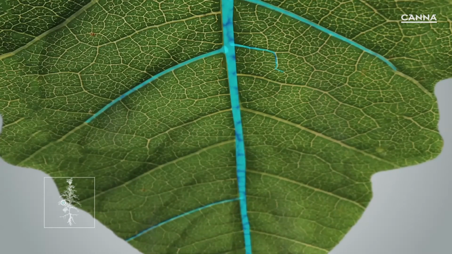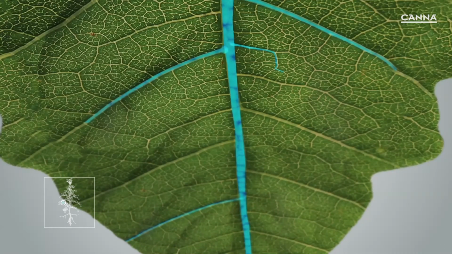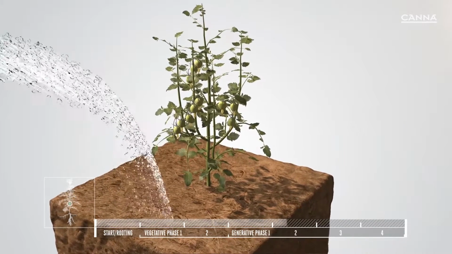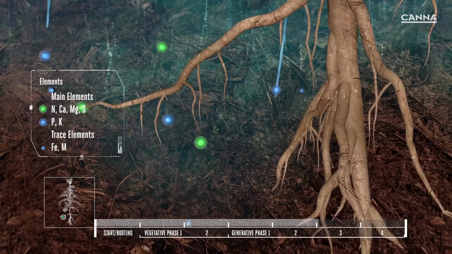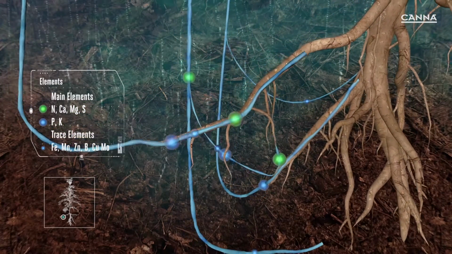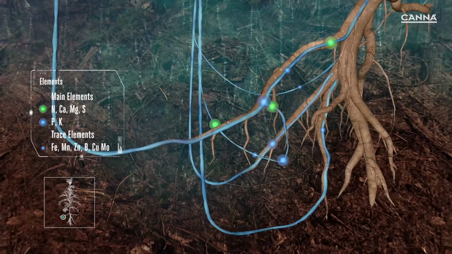To prevent premature ripening or burning during the ripening phase, give the plant water with no nutrients or reduced nutrients. The plant will continue to take in nutrients until its last day, although this will be in smaller amounts than in the previous phases.